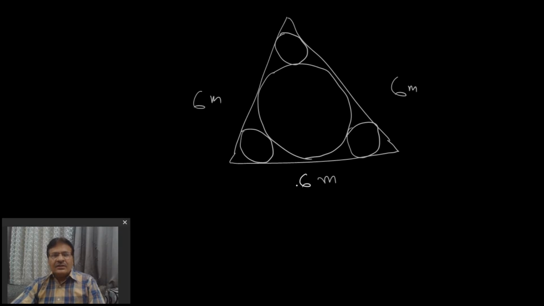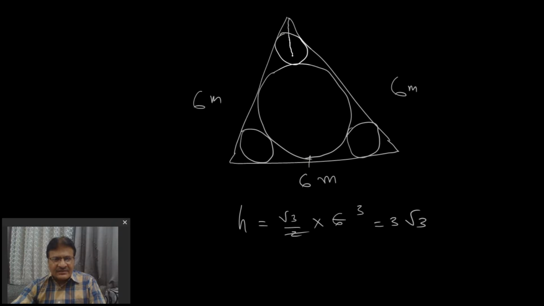Is that clear? Now the height of an equilateral triangle, as I already told you, is root 3 by 2 into a. Root 3 by 2 into side 6, so 2 3s are 6, so it is 3 root 3. Is that clear? So can I say the height of this equilateral triangle, this one, is 3 root 3.